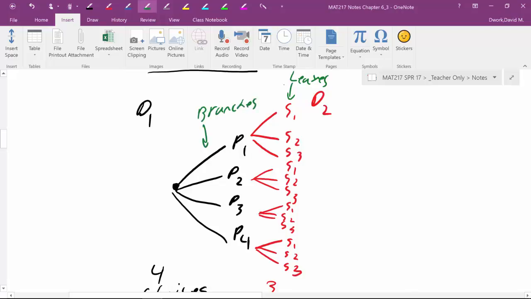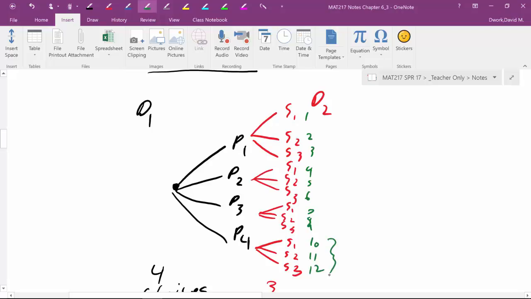So in a video, if I refer to a branch or a leaf, that's what I mean: a branch is in the middle, a leaf is at the end. So how many leaves do we have? Well, here we have 1, 2, 3, 4, 5, 6, 7, 8, 9, 10, 11, 12.